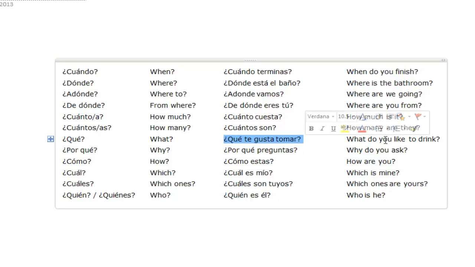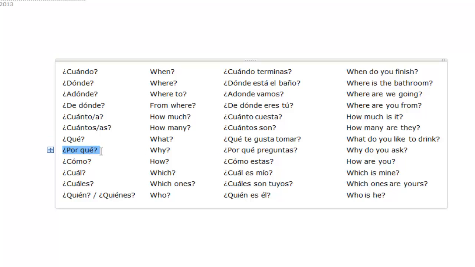But it just means, what do you like to drink? ¿Qué te gusta tomar? Tomar is to take. And they say take as in take food and things. But ¿qué is the question? Don't worry too much about this. This will all be explained. You just can't explain it all at once.